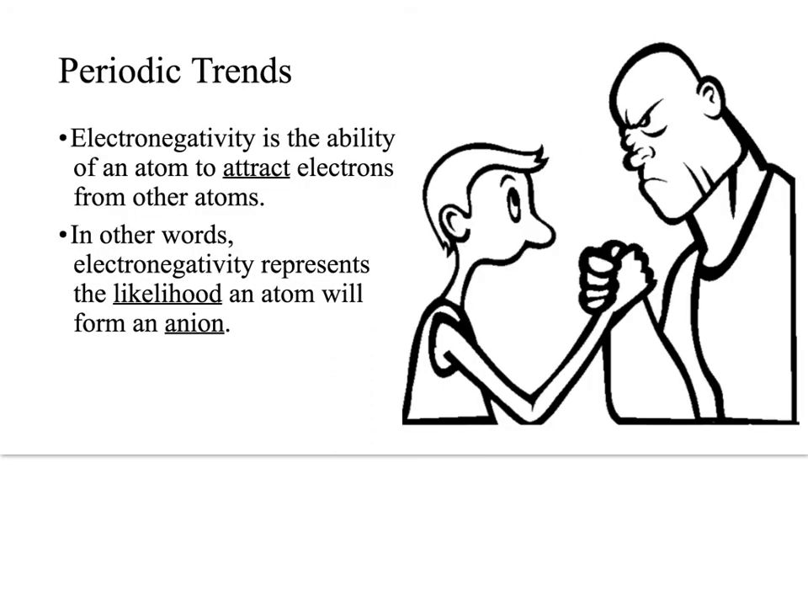Okay, electronegativity. This is the ability of an atom to attract electrons from other atoms. Typically, you think of this as almost, I know it's an arm wrestle, but a tug of war. The stronger the ability is, the more likely they are going to be able to take, or in this case, win a fight. This guy really doesn't stand much of a chance. His arm's kind of wimpy, like mine. So in other words, it represents the likelihood an atom will form an anion. So the stronger they are, the more likely they're going to take an electron because it's easier for them. The lower the electronegativity, the more likely they are to just kind of lose an electron.